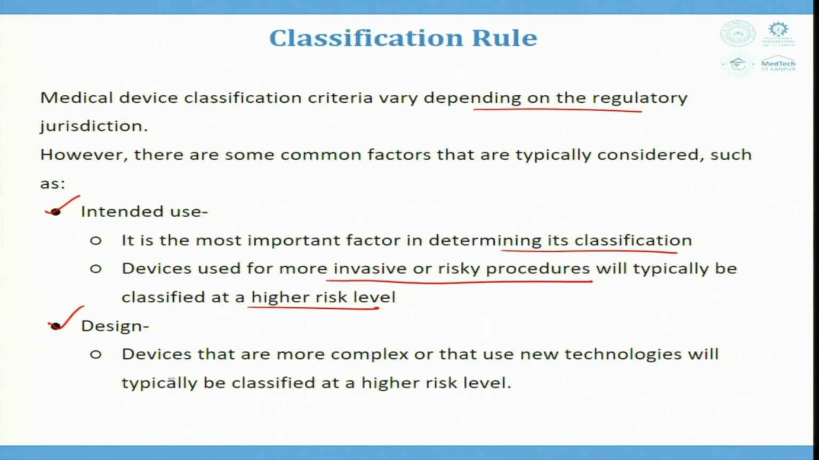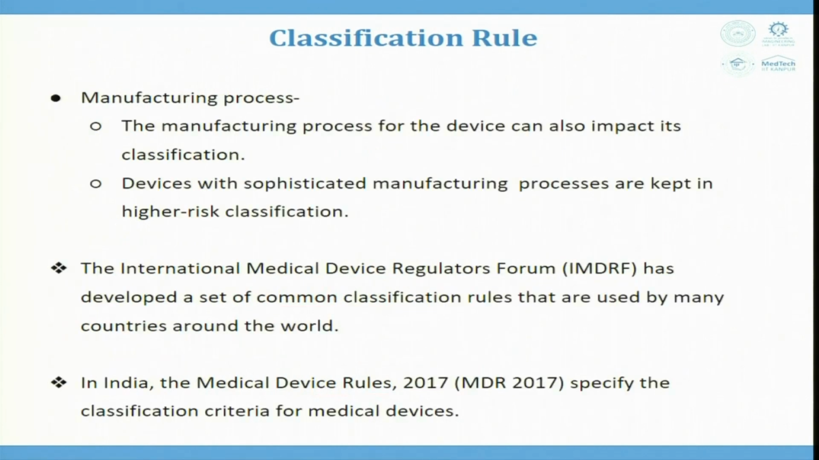Design: devices that are more complex or that use new technologies will typically be classified as high risk level devices, because for new technologies the risk is not yet explored. Then manufacturing processes. The manufacturing process for the device can also impact its classification. If the manufacturing process is very sophisticated, the devices are kept at a high risk classification.